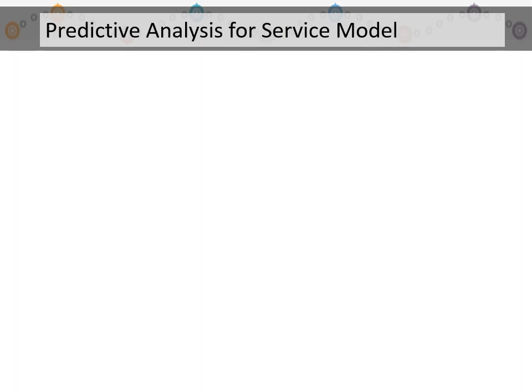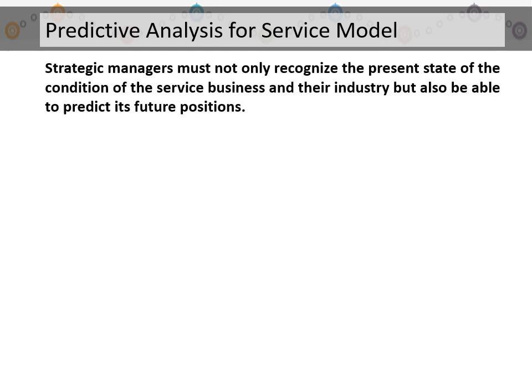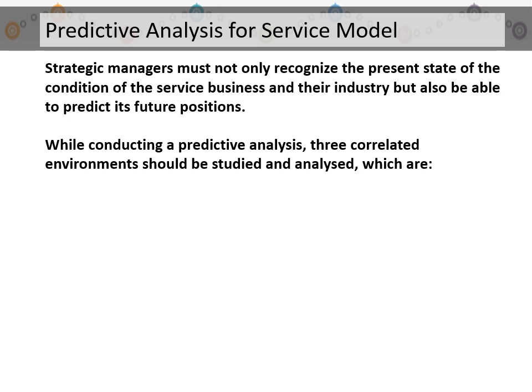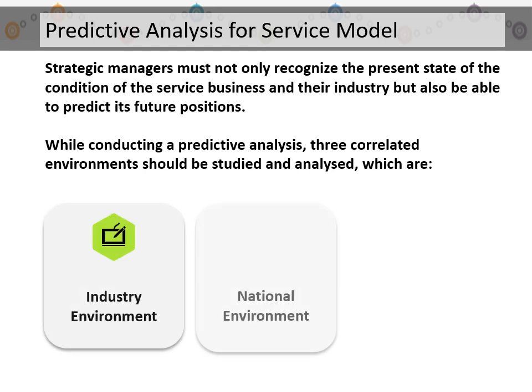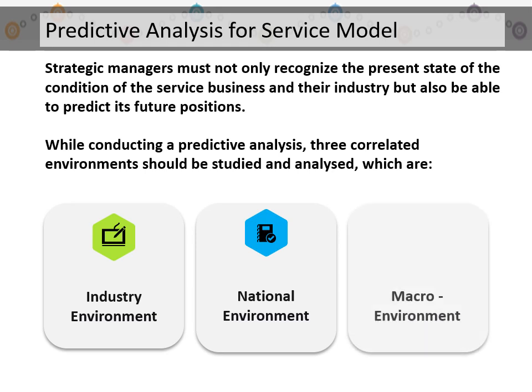Predictive analysis for service model. Strategic managers must not only recognize the present state of the condition of the service business and their industry, but also be able to predict its future positions. While conducting a predictive analysis, 3 correlated environments should be studied and analyzed, which are industry environment, national environment, macro environment. Let us look at each in detail.